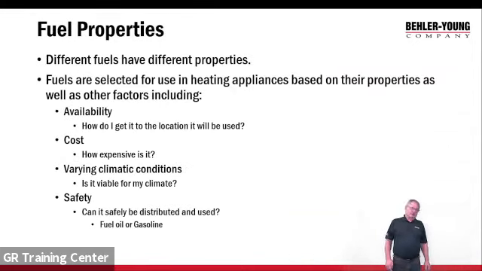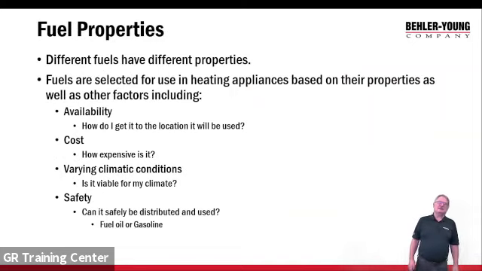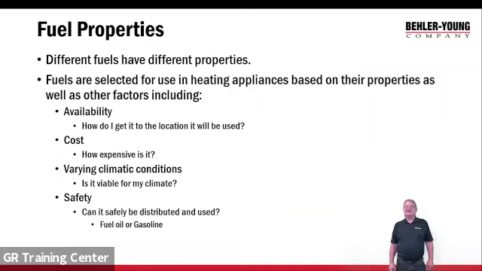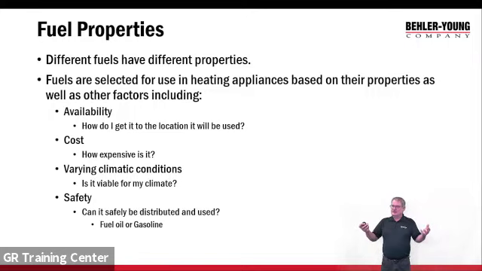Okay. So fuel properties. Different fuels have different properties. Fuels are selected for use in heating appliances based on their properties, right? Why did we select certain fuels? Availability. Well, we have a huge abundance of natural gas in the country. It's fairly inexpensive. We can pipe it to urban areas and some outlying rural areas. So it's relatively easy to get places and it's abundant. Cost. It's not very expensive. So it's a good fuel.